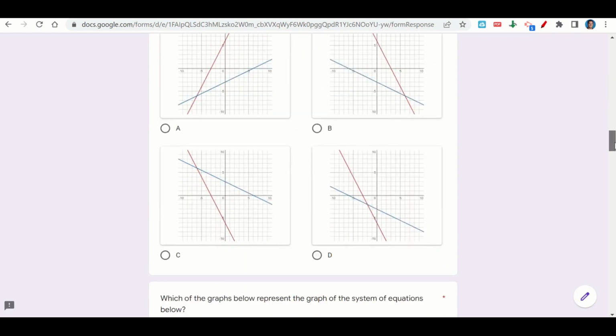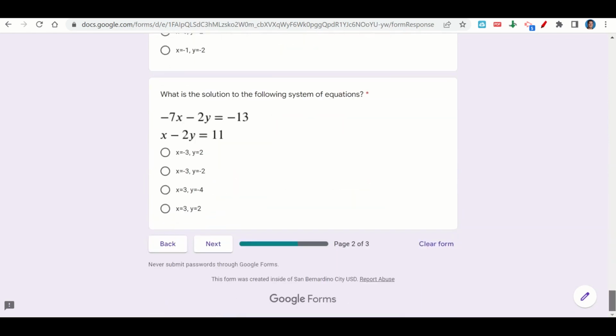So we'll continue to answer all of these questions until we get to the end. Once we get to the end, we'll click Next. This will take you to your Before You Go. Go ahead and fill out your Before You Go and then submit your work on Google Classroom.